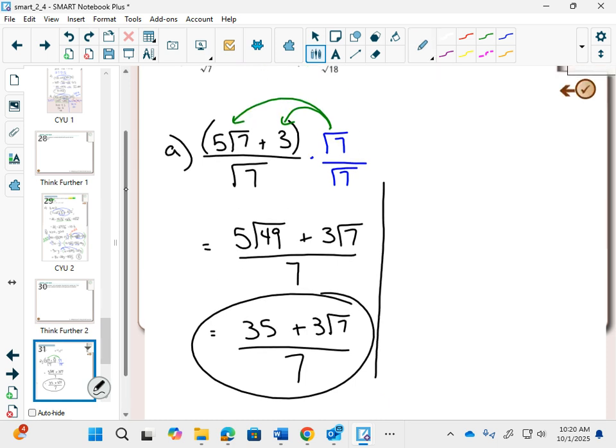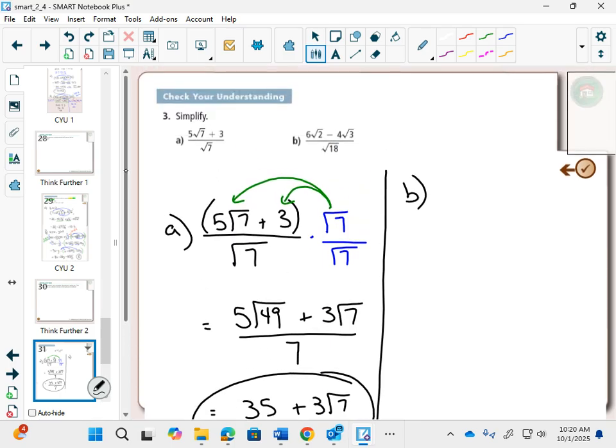I'm going to draw a line right here so we can do B right beside it. Okay, I'm going to rewrite it: 6 root 2 minus 4 root 3 over root 18. And I'm going to do this question a couple different ways, because depending on what you decide to do first changes the question. Once it's simplified in the end, your answer should be the same.